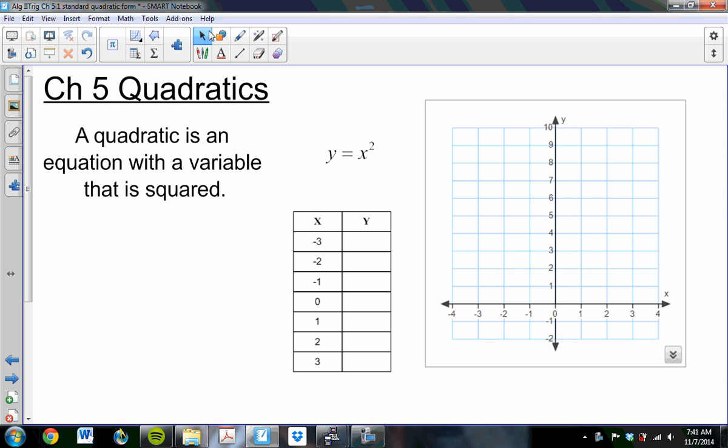Video on Chapter 5, working with quadratics. A quadratic equation is any equation where a variable is being squared. Usually it's when the x is being squared. So y equals x squared, we'd call it quadratic.